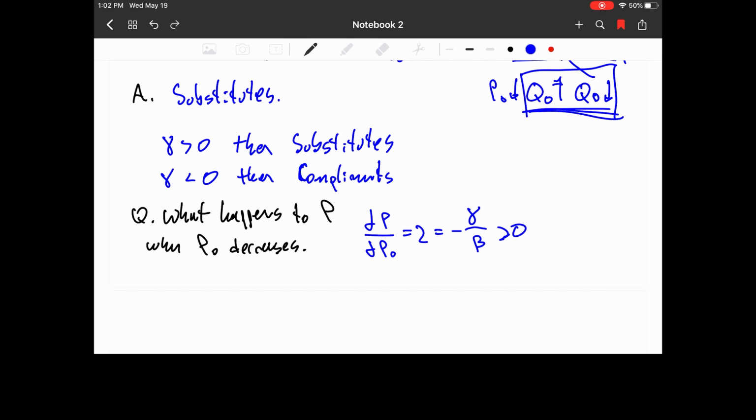Okay, so another way of framing this question is when the price of the other good increases. So instead of using double negatives, we'll use positive. So when one increases, the other also increases.